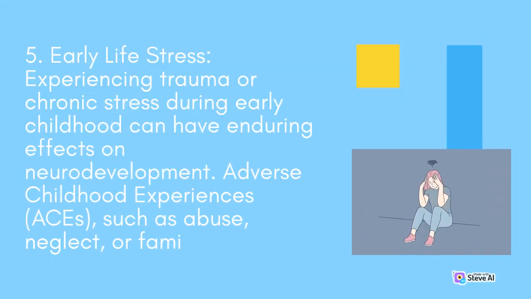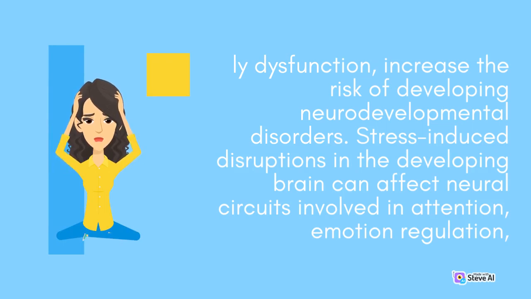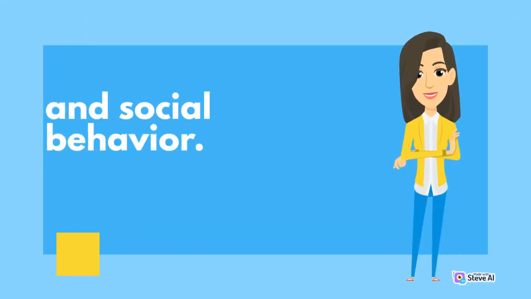5. Early life stress. Experiencing trauma or chronic stress during early childhood can have enduring effects on neurodevelopment. Adverse childhood experiences, ACEs, such as abuse, neglect, or family dysfunction, increase the risk of developing neurodevelopmental disorders. Stress-induced disruptions in the developing brain can affect neural circuits involved in attention, emotion regulation, and social behavior.